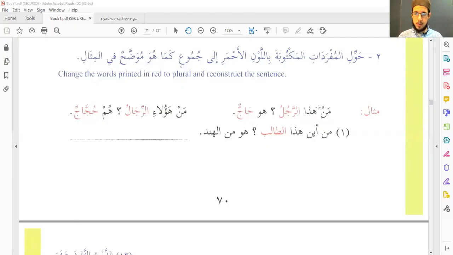So moving right along, we are in chapter 13, and chapter 13 is all about plurals. I'm not going to bore you again with the breakdown. The last two or three lessons, we've talked about the different types of plurals, right? There's the sound plural and the broken plural. Sound plurals apply to human or humanistic nouns, whereas broken plurals apply to objects. That's the general rule, at least.